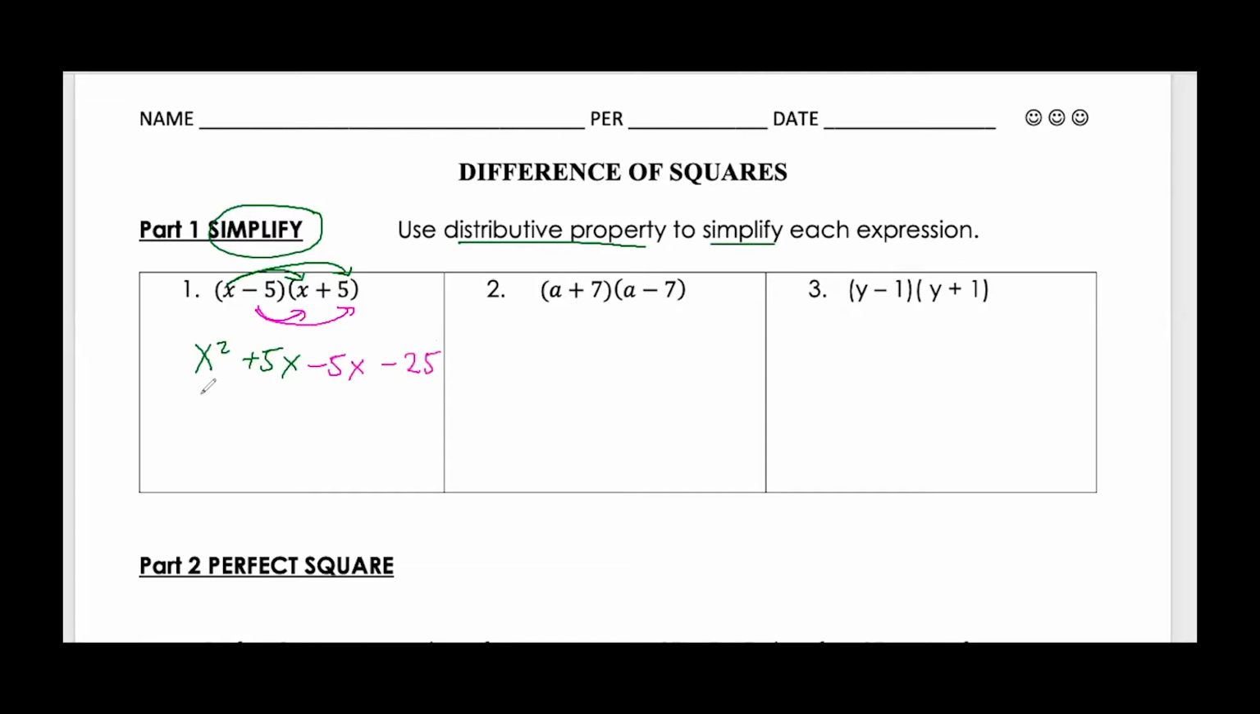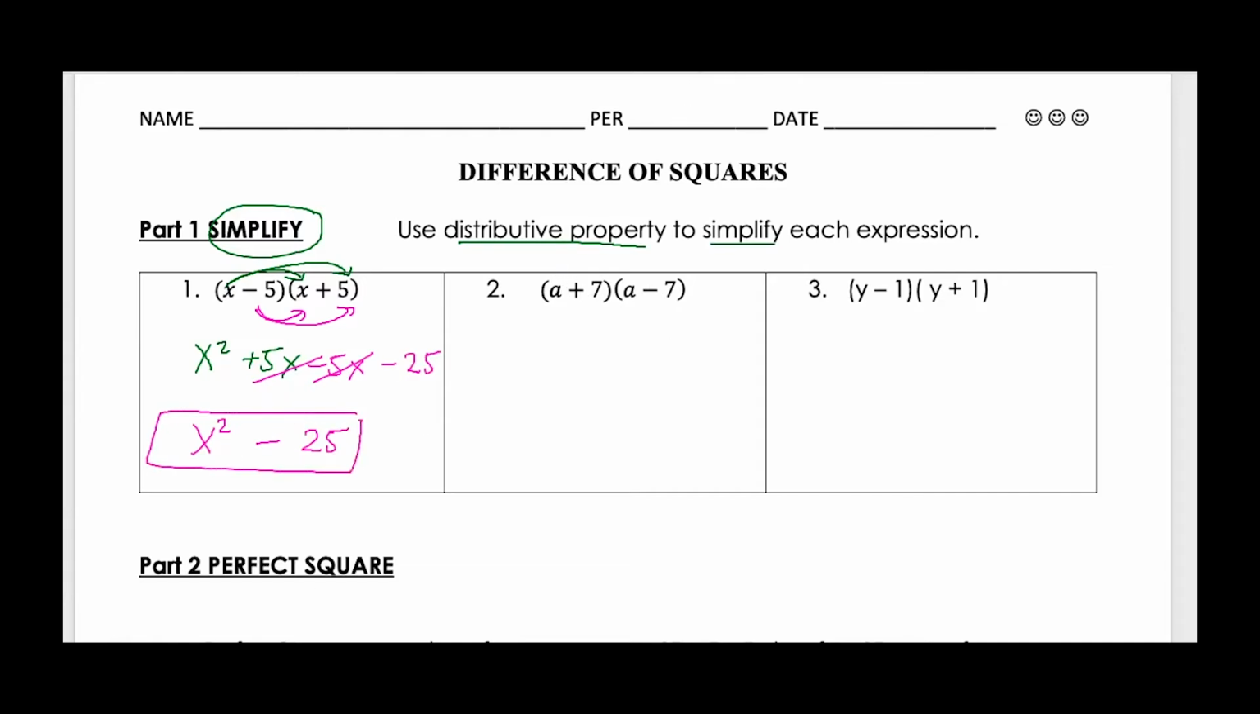Combine like terms. As you can see, we don't have anything the same as x squared, so I bring it down. 5x minus 5x, ooh, it's gone. So it cancels out, boom. So that gives us negative 25. Lovely, right? We're going to do exactly the same thing with the next one right here.